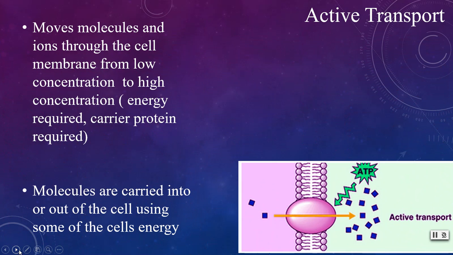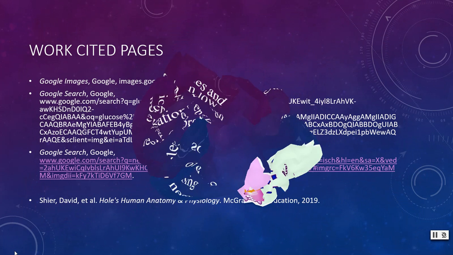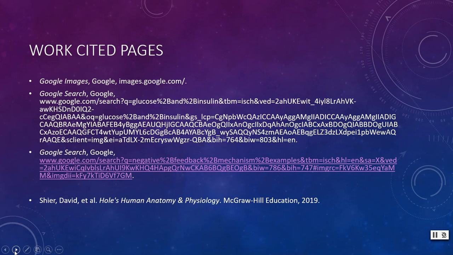Active transport moves molecules and ions through the cell membrane from low concentration to higher concentration. Now, there is energy required, so in order to get those molecules carried into and out of the cell, they're using some of the cell's energy to complete that task. It's basically the complete opposite of passive transport because you're actually requiring energy from the cell. It's fairly easy, fairly simple, and I don't know an easier way to explain this. This is like the easiest topic I can sit here and get.